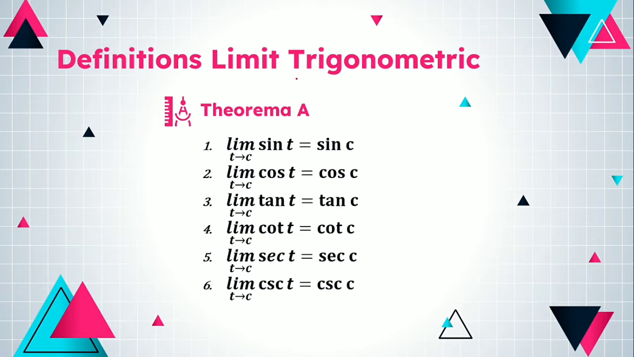Okay, in trigonometric limits there are two theorems, which are Theorem A and Theorem B. In Theorem A, we have 6 steps to find the limit using a substitution technique. Like the first one, limit sin t equals sin c, using a substitution technique, and the same for number 2 until number 6, up to cosecant.